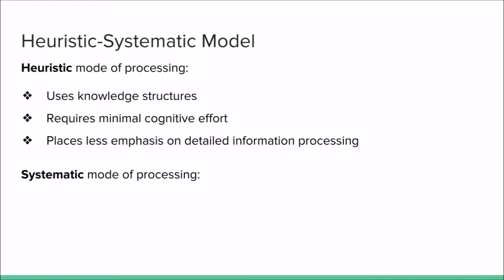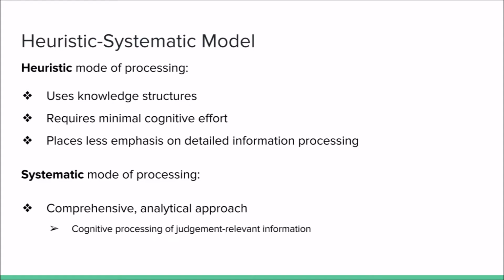It pays more attention to the semantic content of the message with less emphasis on detailed information processing. The systematic mode of processing is a more comprehensive and analytical approach involving cognitive processing of judgment-relevant information. However, it requires effort and motivation.